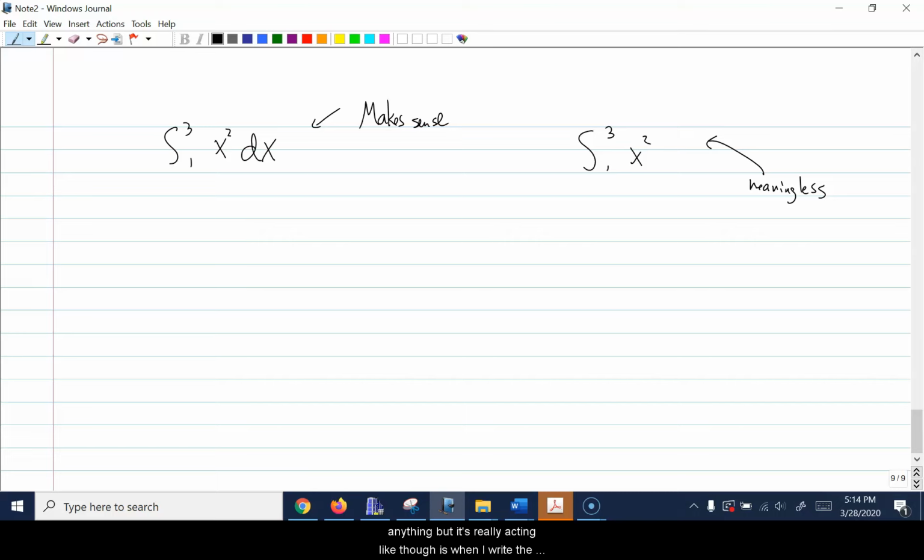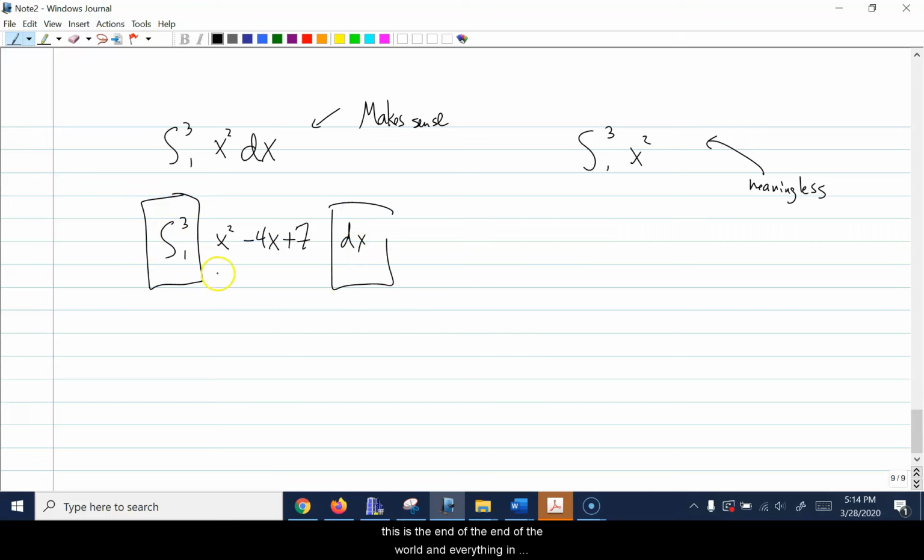What it's really acting like, though, is when I write the integral from 1 to 3 of x squared minus 4x plus 7 dx, what it's sort of serving as is this is the start of the integral, and this is the end of the integral, and everything in between is the thing you're integrating. So it's sort of like a closed parenthesis in that sense.